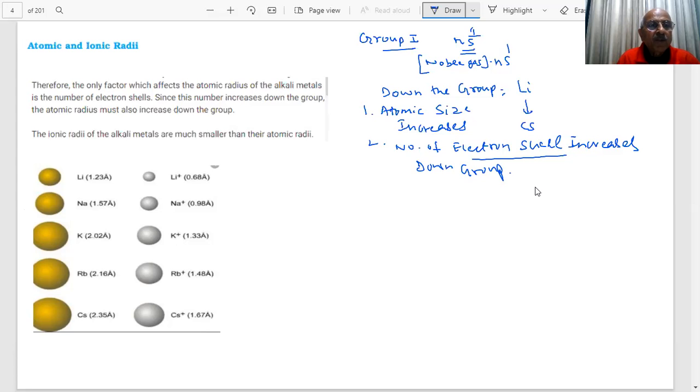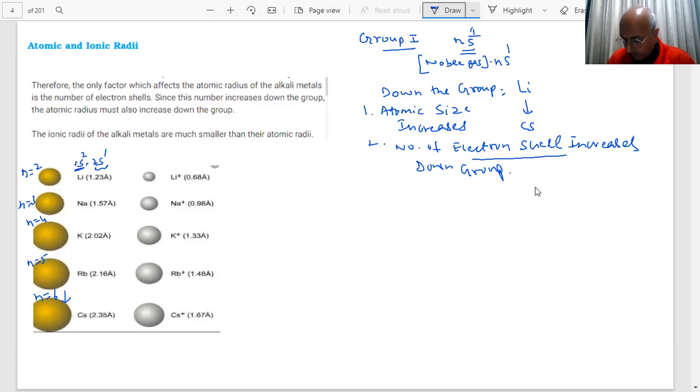First, lithium. Lithium has only 2 shells. You have seen just now 1s2, 2s1. This is my first shell, this is my second shell. Here you have a third shell, n equal to 3, this has n equal to 4, this has n equal to 5, this has 6 shells. So down the group, the number of shells is increasing, students. Yes or no?